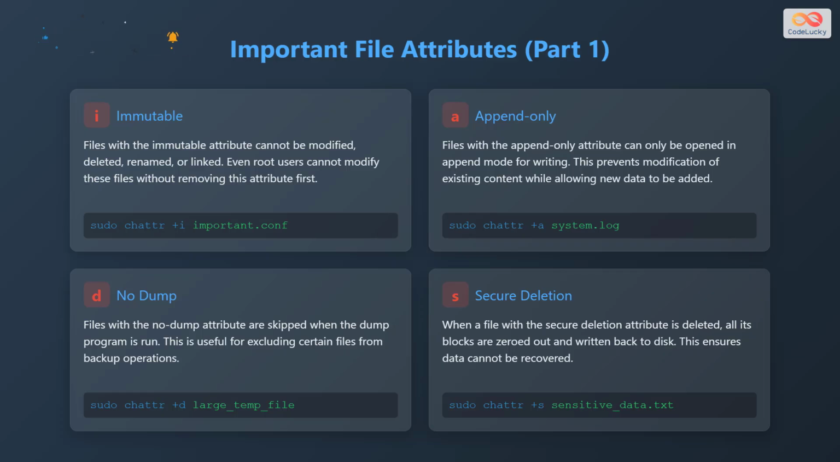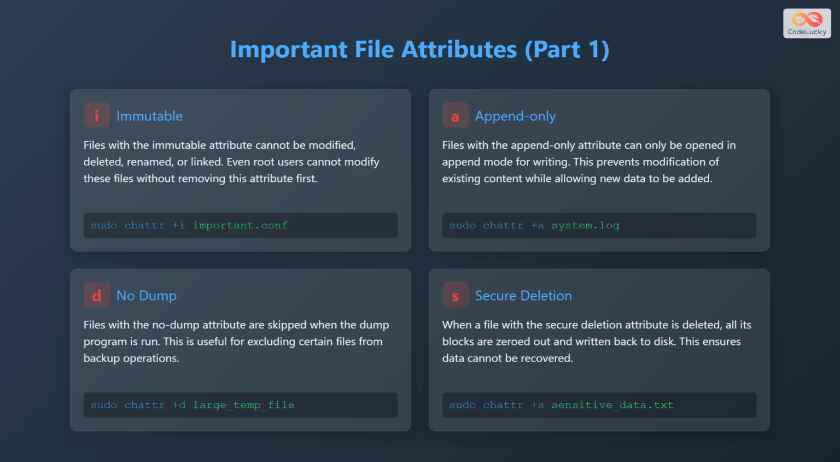Next, we have the a attribute, which stands for append-only. Files with the append-only attribute can only be opened in append mode for writing. This prevents modification of existing content, while allowing new data to be added. For example, to set the append-only attribute on a file named system.log, use the command sudo chattr +a system.log.